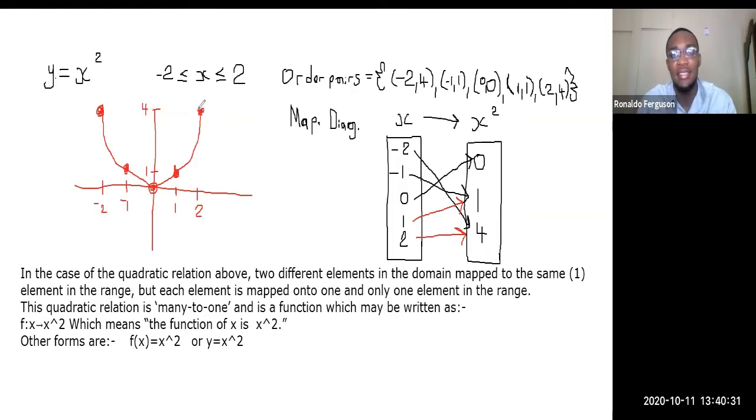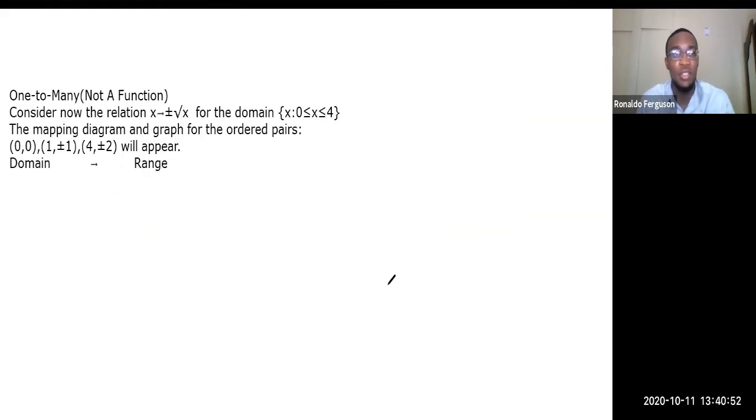All right, that's it. So this is a many to 1 relation. Now there's one other relation that we're going to look at, which is a one to many relation. So let's look at that, a one to many relation. So let's look at an example to understand what is a one to many relation.